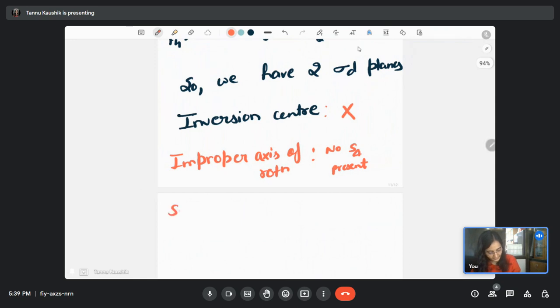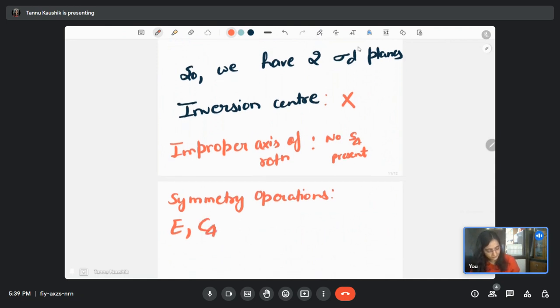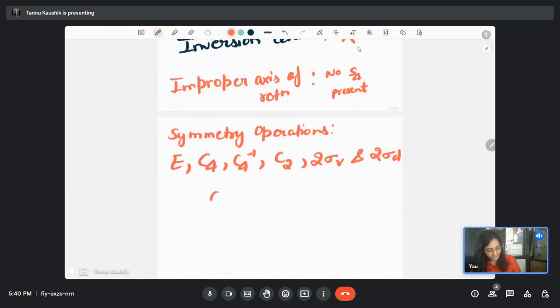So, the total symmetry operations we have in this molecule are the identity operation, then C4, C4 inverse, C2, two vertical planes, and two dihedral planes. So total we have 2, 3, 4, 5, 6. The order of this molecule is 8.